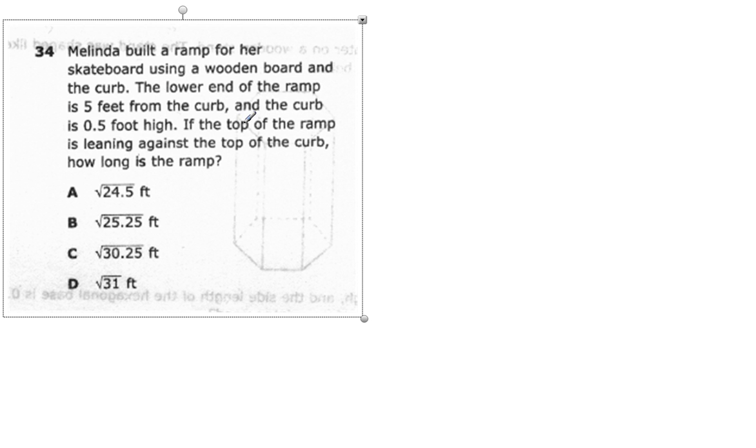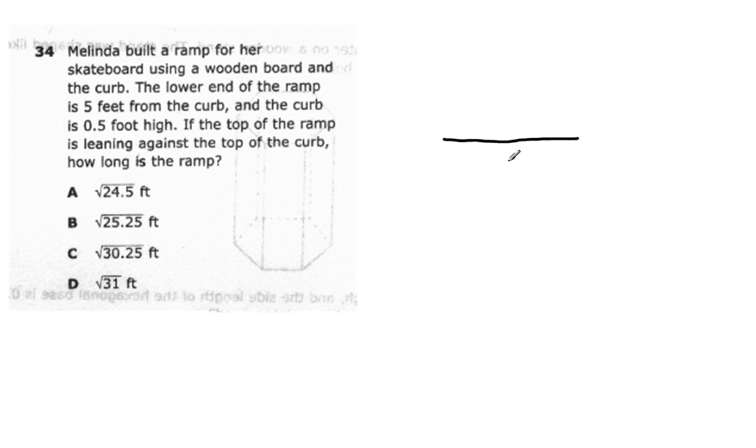Using a wooden board in the curb. Lower end of the ramp is 5 feet from the curb. So we have the distance from ramp to curb is 5 feet. And the curb is 0.5 feet high. So here is the actual curb. And it goes like that. And then her ramp, which is green, connects the two. Right? There's our picture.